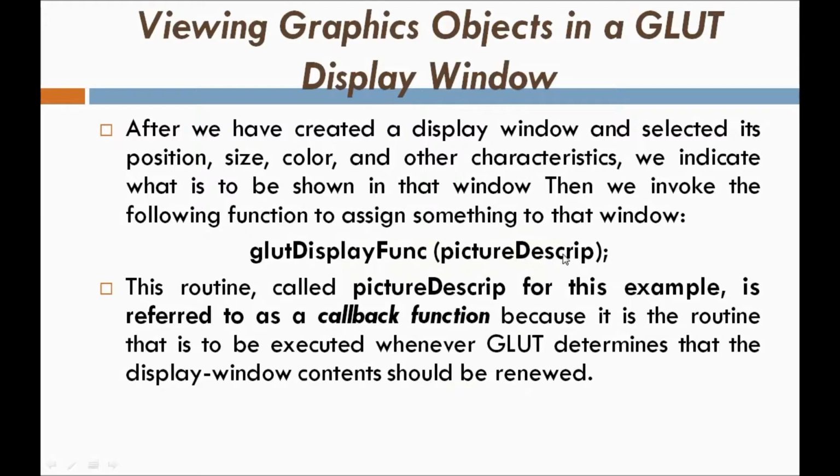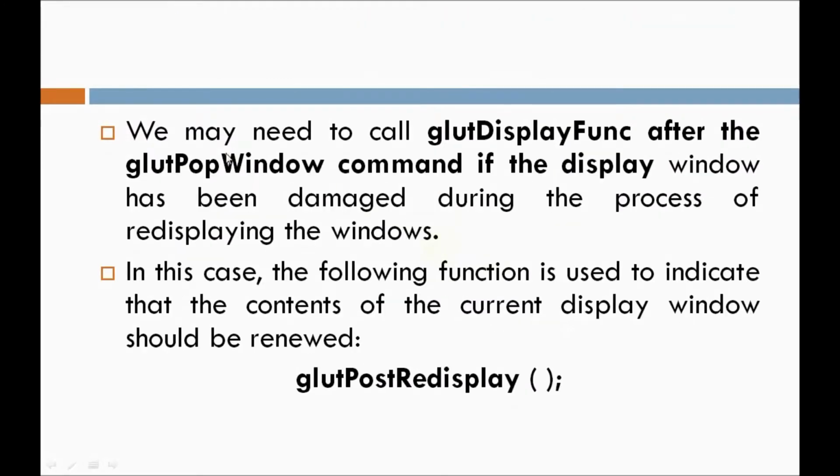So your image needs to be created first to be displayed. Right? Now, next. We may need to call the glutDisplayFunc function after the pop window command. For example, what does pop window do? It moves the window to the background. So you need to use the display function one more time to move that window to the front.